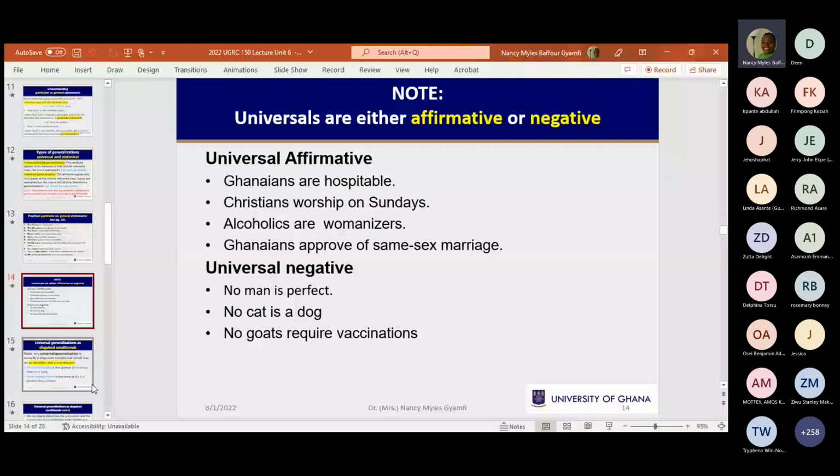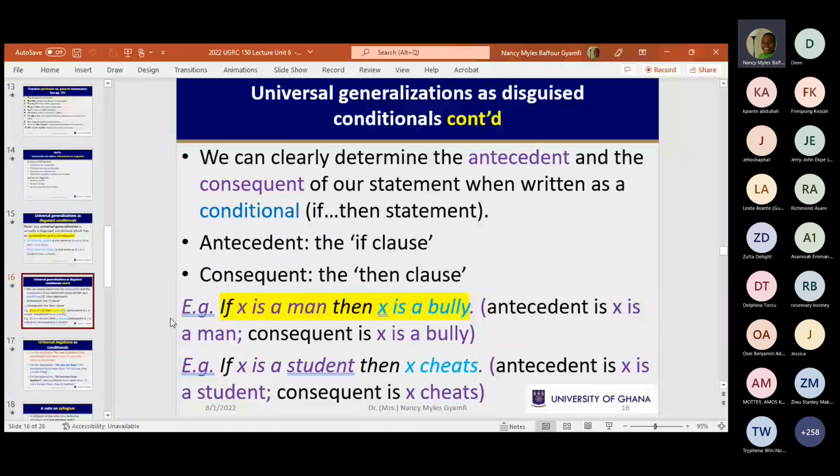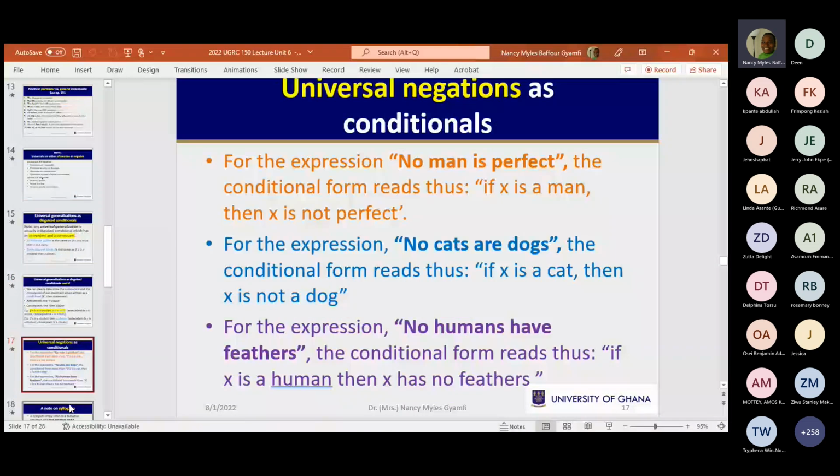Then the examples of affirmative and negative. Universals as disguised conditionals, you have seen it over and over again, see? Where we open it out to show you antecedent and consequent. Yeah, universal negations, see? Syllogisms.